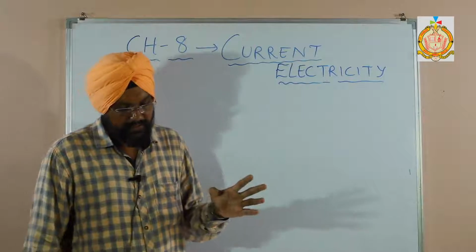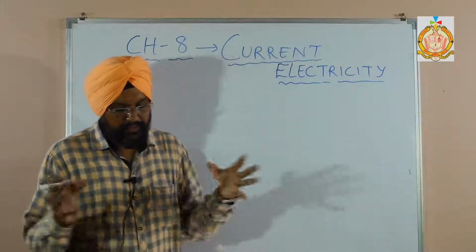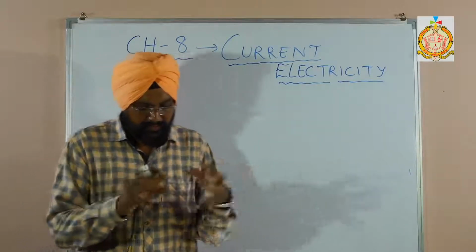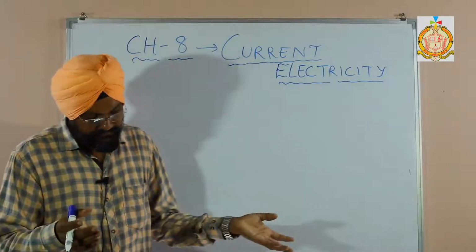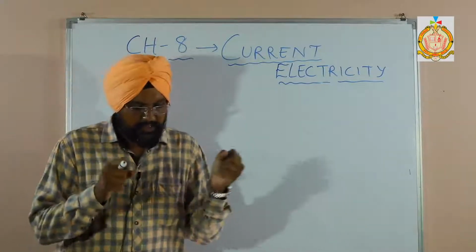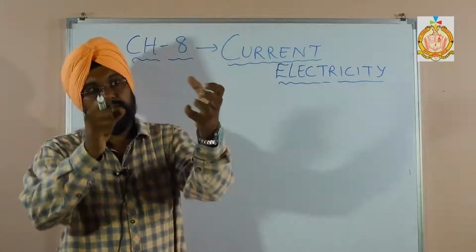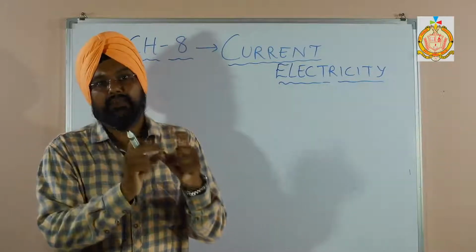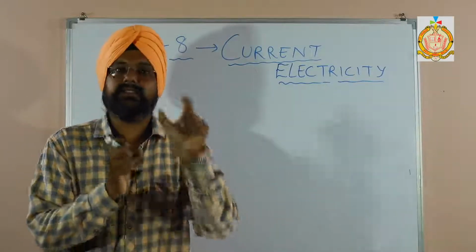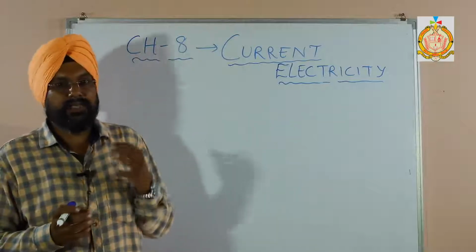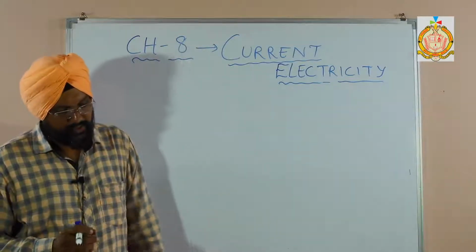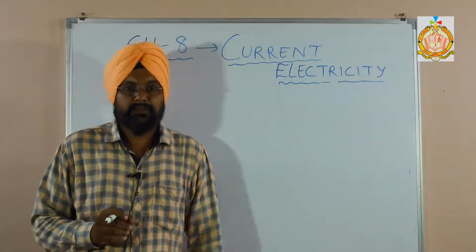In class 9 we discussed that when two non-conducting bodies are rubbed together, there is a transfer of electrons from one body to another. The body which gains electrons becomes negative, because an electron is already negative, and the body which loses electrons becomes positive.